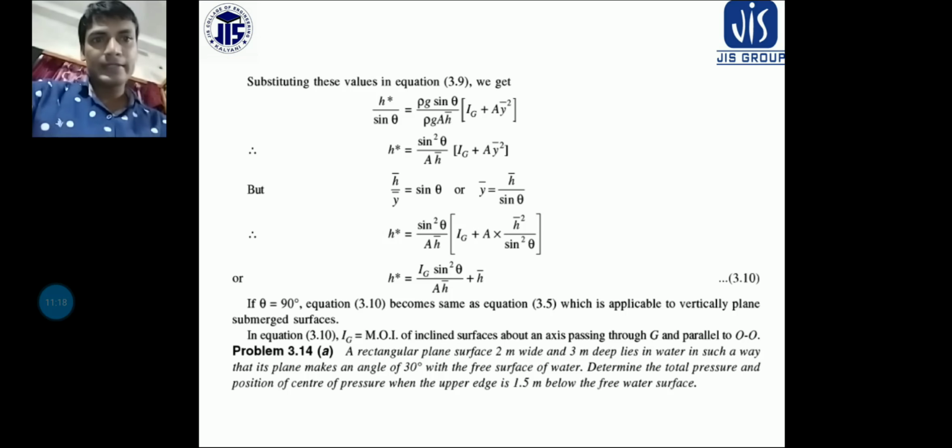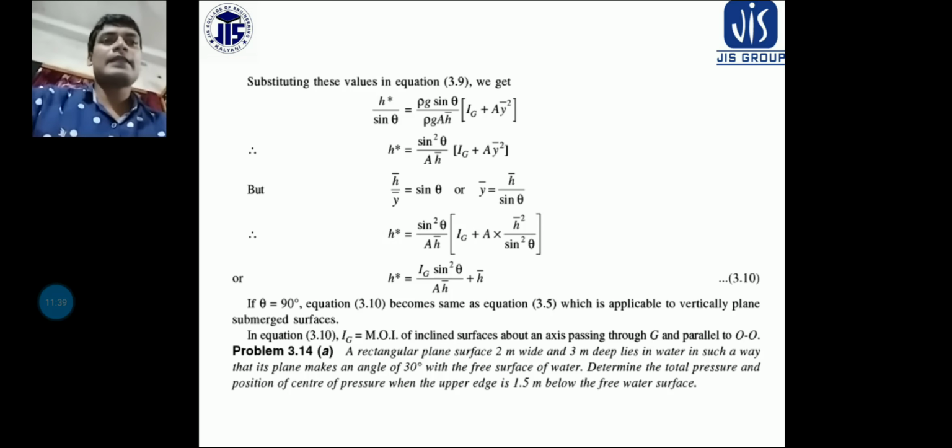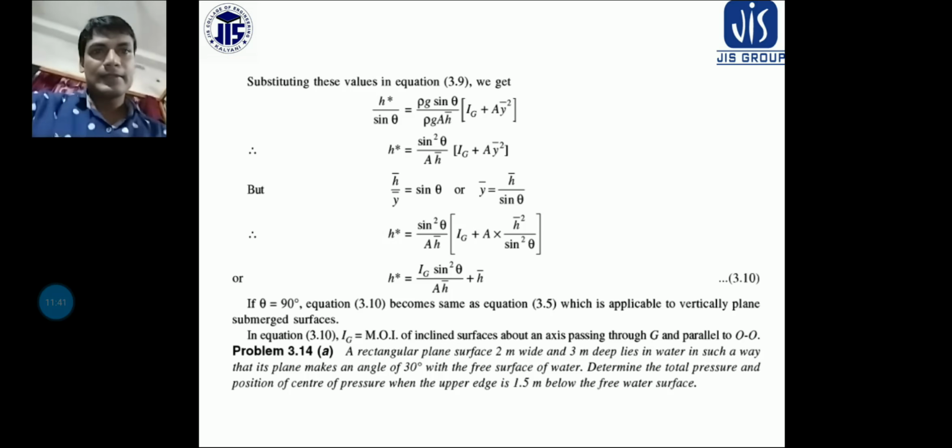Now if theta is equal to 90 degree, then the equation becomes the same as the equation in the previous slide we have seen. For a vertically plane submerged body, if theta is equal to 90 degree, then sin theta is 1. So Ig by A h bar plus h bar. So for theta equal to 90 degree, it is the same as the vertical plane. Okay. So I hope it is clear.